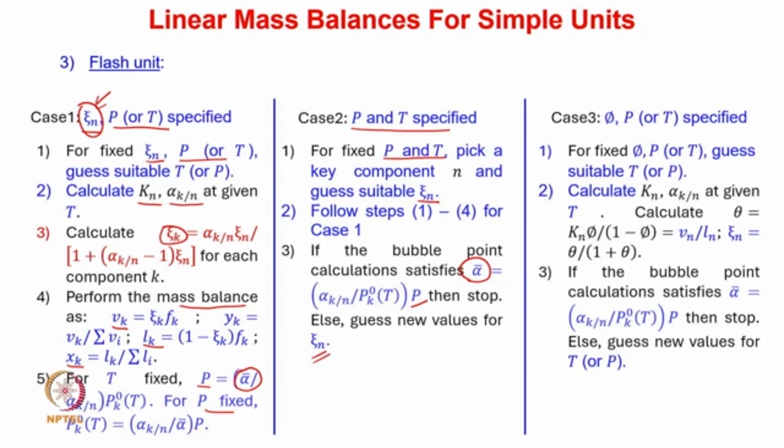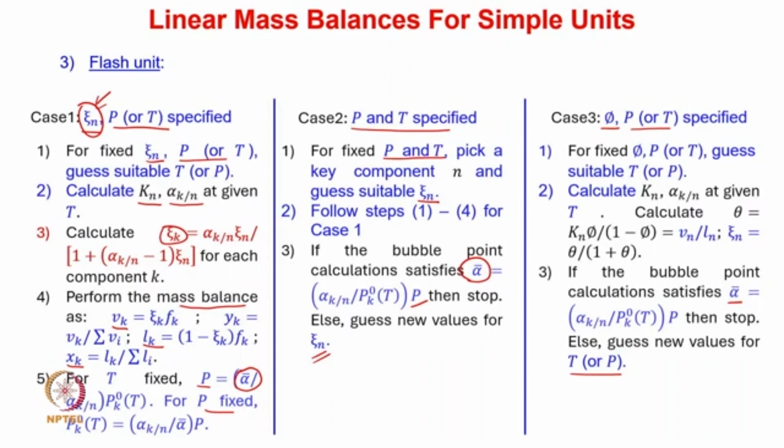If they are not satisfying, again we go back and make another guess for the split fraction for the key component. In the third case, either the factor phi or p or t are specified. So in this case again we back calculate the average value of the relative volatility, and then do the back calculation to find out t and p and see whether these are matching or not. If they are not matching, then we again repeat the calculation. This is what we have seen in the last class.